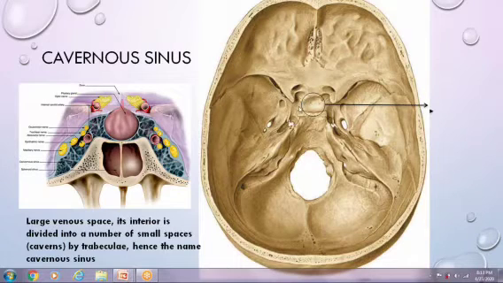So what is this fossa here? On either side, I said there will be a depression. What is the name of this sulcus? Carotid sulcus. Okay. Now this is the anterior clinoid process. This fissure is the superior orbital fissure. And you can see a foramen here. This is the optic canal. The optic nerve will come out of the eyeball through this foramen only.